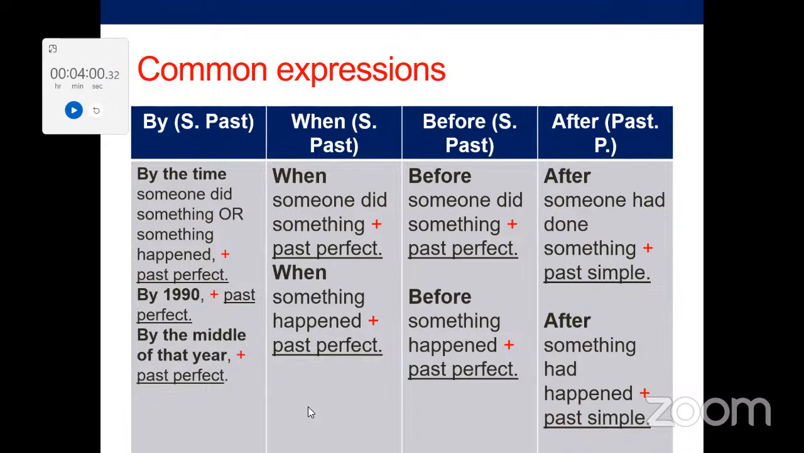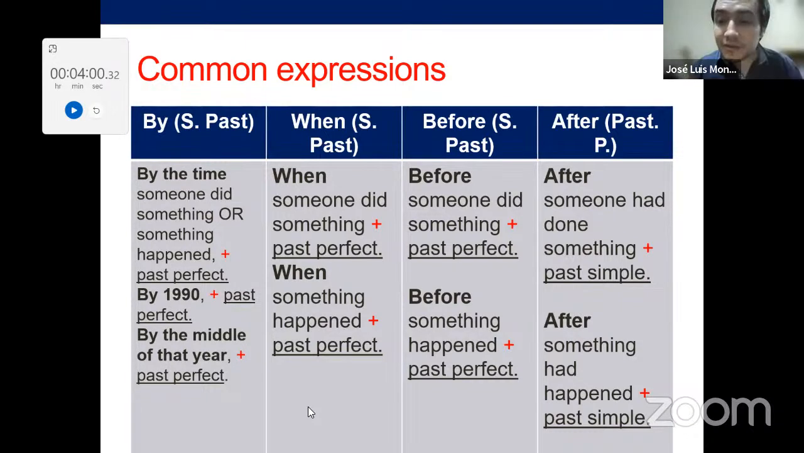Had you ever gone to a concert of your favorite artist? Good. But one thing is missing, Nazarena, because if not, the best option wouldn't be the past perfect.